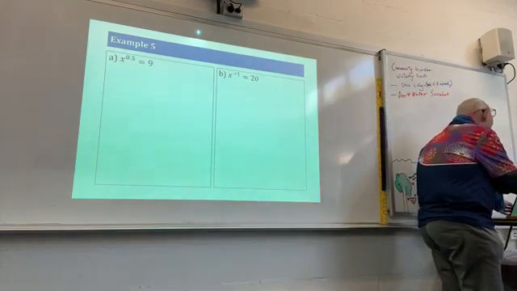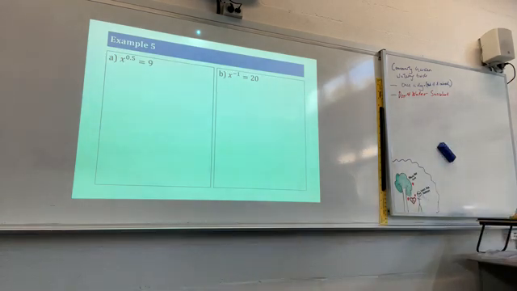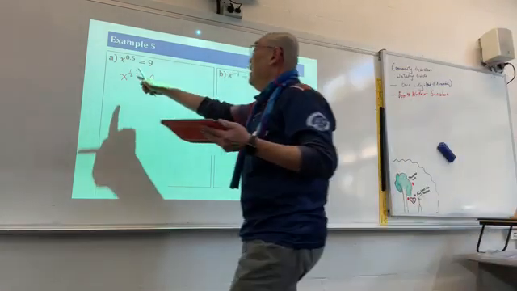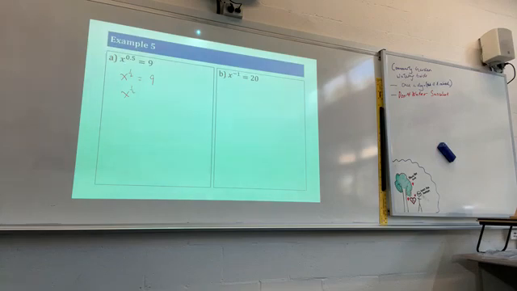Alright, what about how would you do this? This is where you need to bring the power to 1. So, let me show you. x to the power of half equals 9. If I want to bring the power to 1, I've got to square x. So, x to the power of half raised to the power of 2, because 2 times half is 1. And therefore, this is 9 to the power of 2. So therefore, x equals 81. That's how you do it.